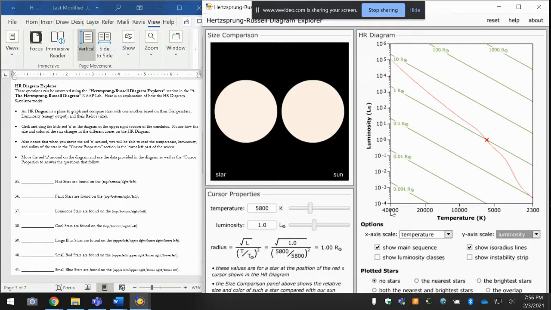Temperature is also listed here. Temperature is on the x-axis. The hotter the temperature, the farther to the left it is. The cooler the temperature, the further to the right it is.